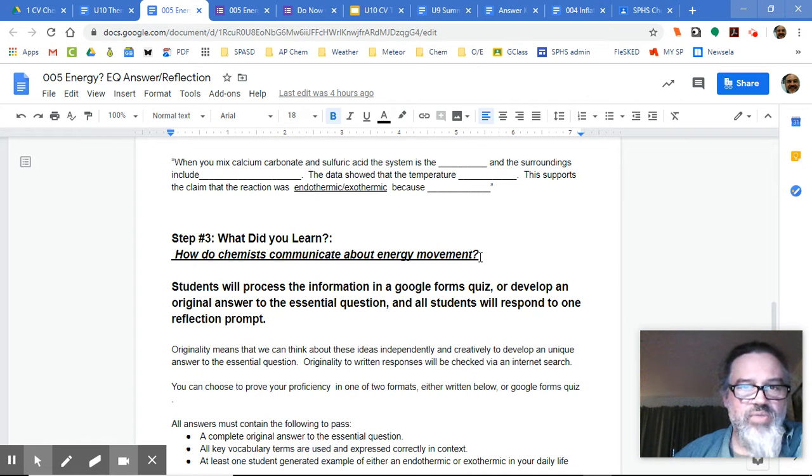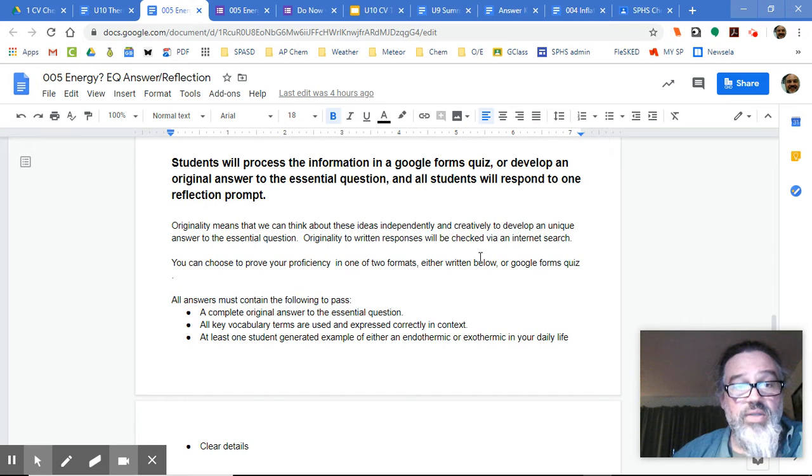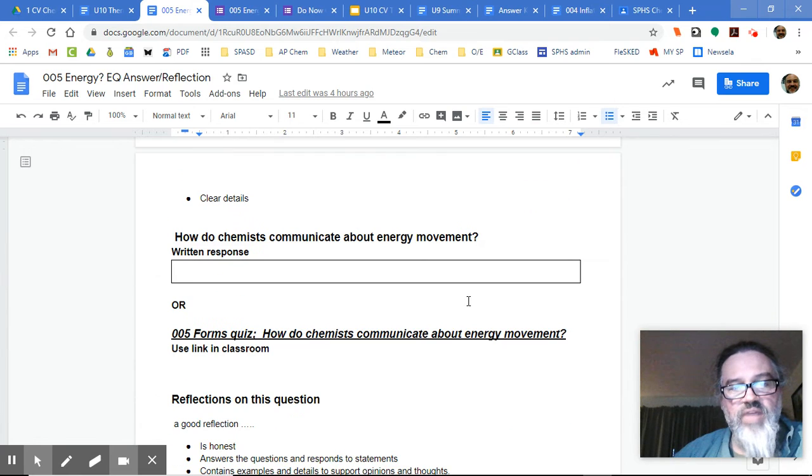How do chemists communicate about energy movement? And what you would do then is, following this concept of originality and this idea that all answers must contain the following: a complete answer to the question, key vocabulary terms, and an example of endothermic or exothermic in your life. You would write here, just write your answer. 3 to 7 sentences.